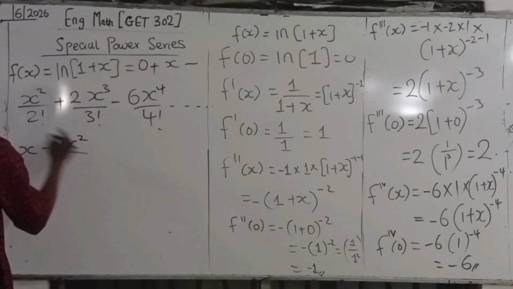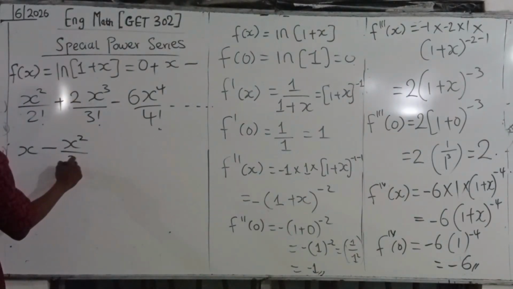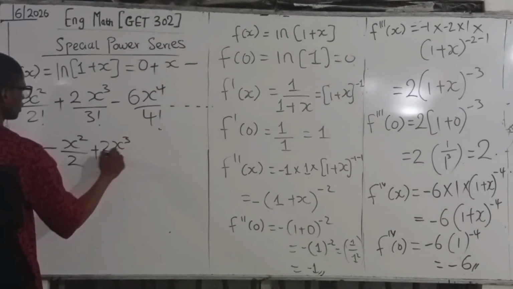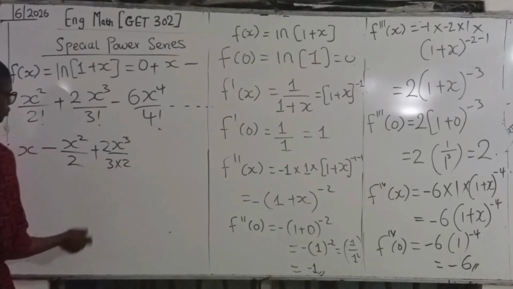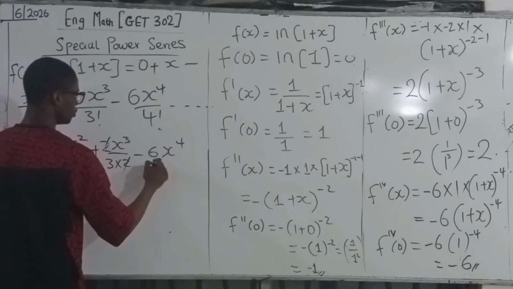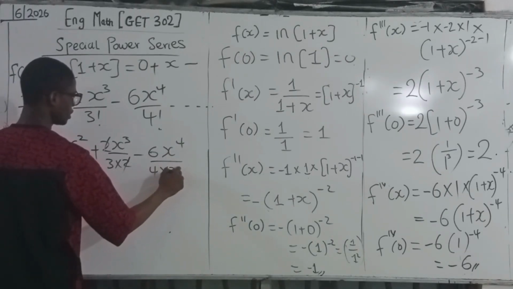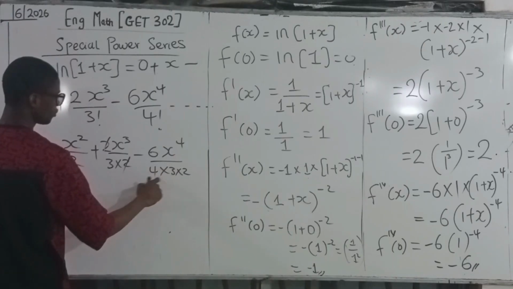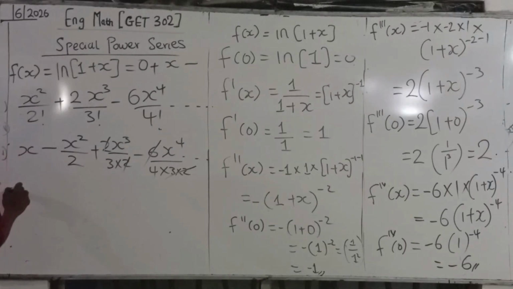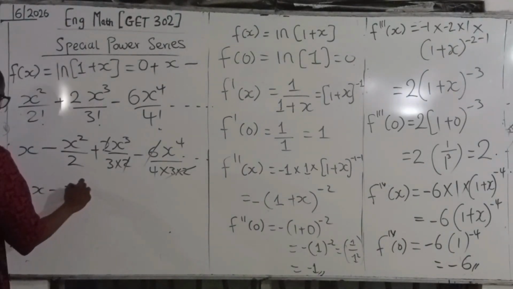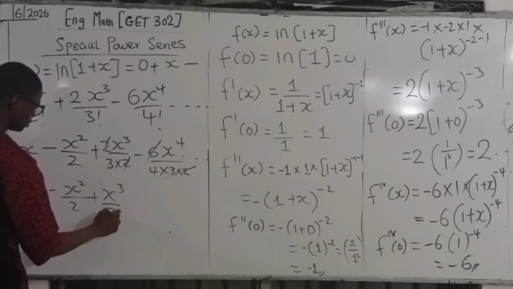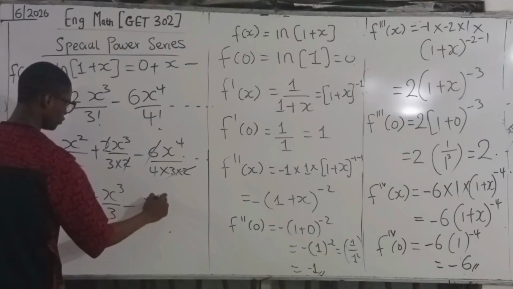x to the power of 2, where 2 factorial is the same as 2 times 1, which is 2. Then 2 x to the power of 3 all over 3 times 2 times 1; the 2 cancels 2. Then minus 6 x to the power of 4 all over 4 times 3 times 2; 3 times 2 is 6, cancel this 6, and it keeps going. So we finally have x minus x squared all over 2 plus x to the power 3 all over 3 minus x to the power 4 all over 4.